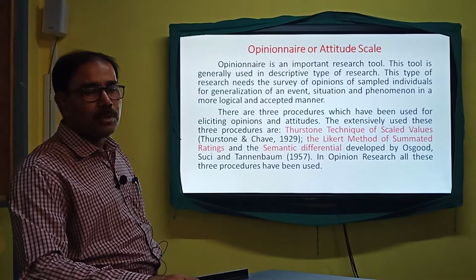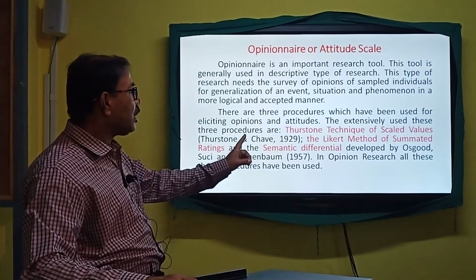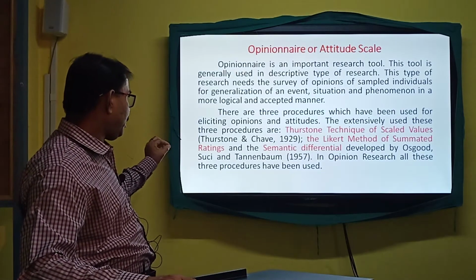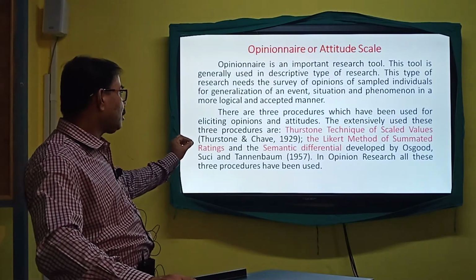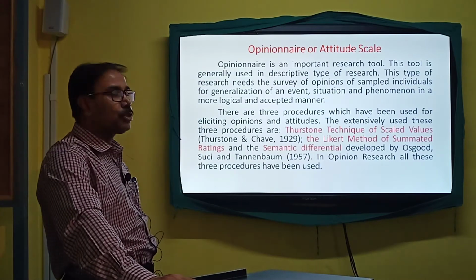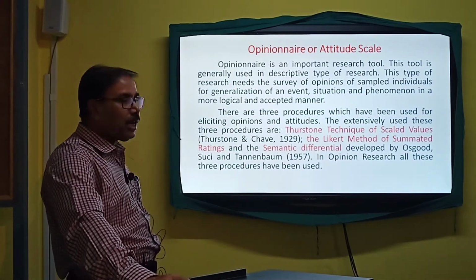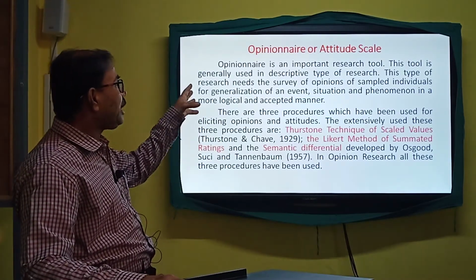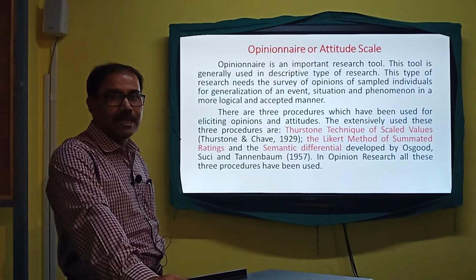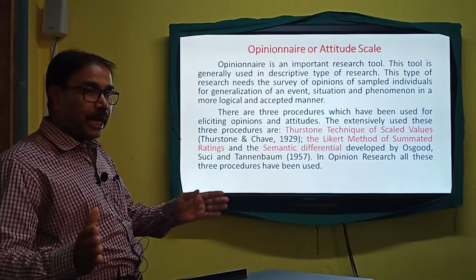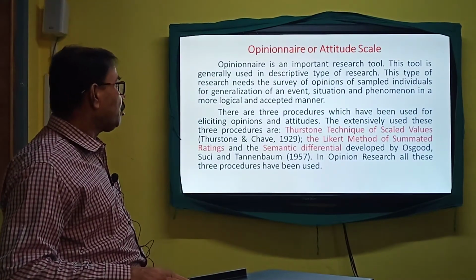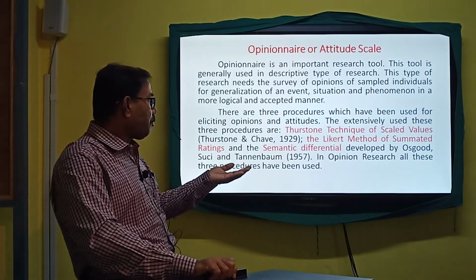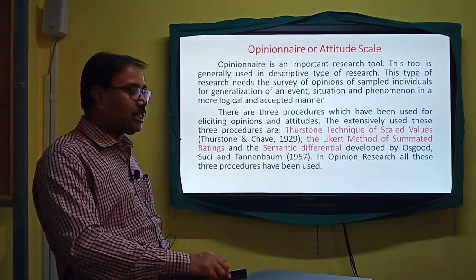The semantic differential is also another most important scale, which was developed by Osgood, Suci, and Tannenbaum. So these are the names of the experts who developed all these scales for the measurement of opinions as well as attitudes, so as to get the meaning, particularly for reporting the result of research.